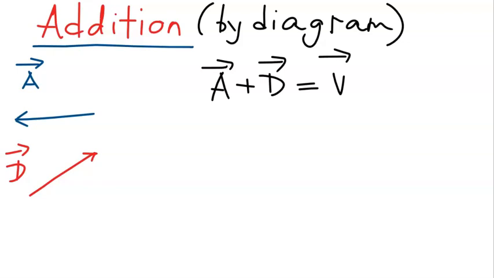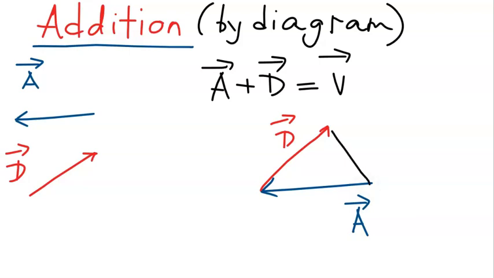So let's start with the first vector, vector a. So that is vector a. And then followed by vector d, go like that. We connect now the tail of a to the head of vector d. And that is vector v.